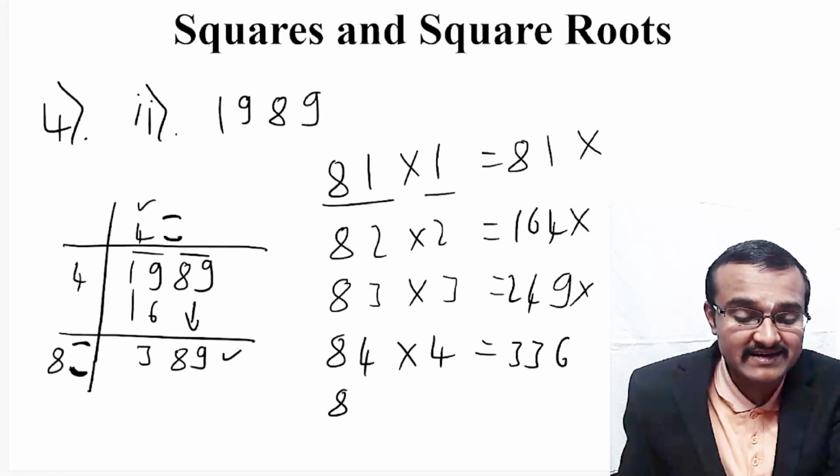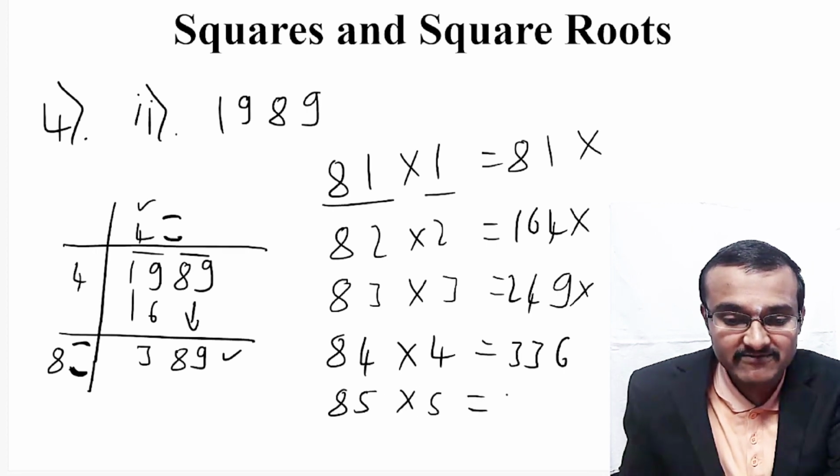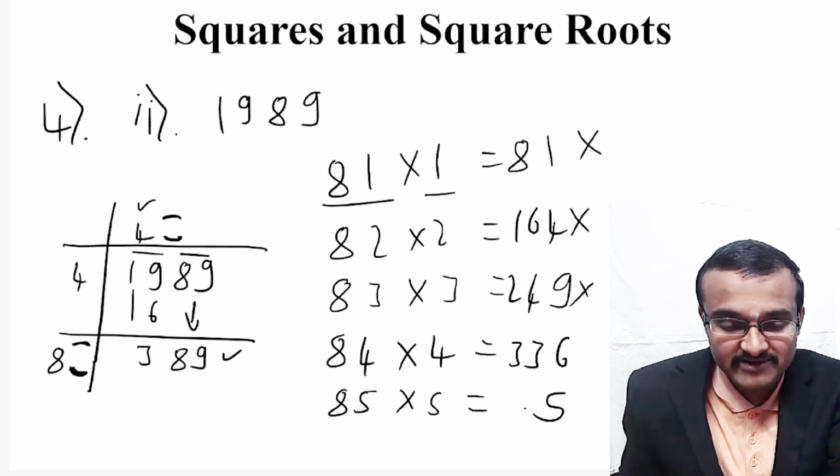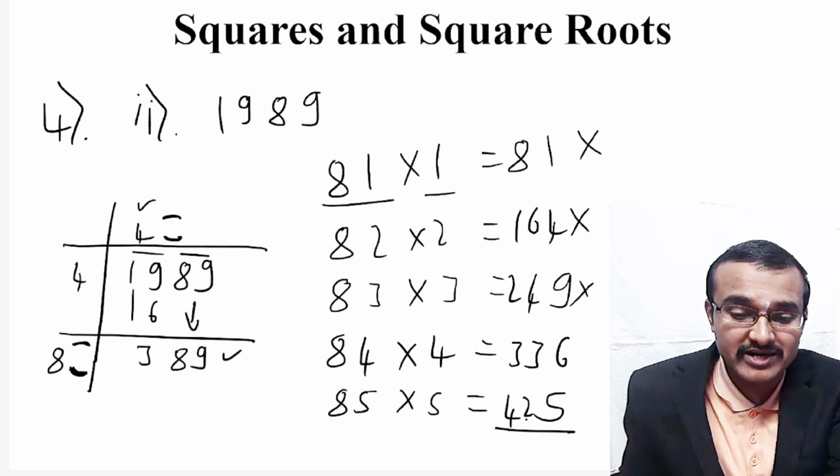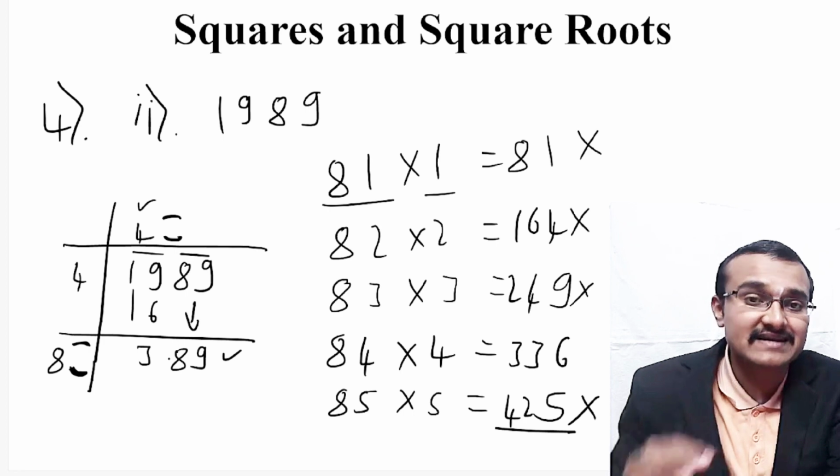So let us take 5 and check whether it is actually less than 389 or more than 389. 85 into 5 will be: 5 5s are 25, 2 carry, 8 5s are 40. 40 plus 2 will be 42. So you are getting 425, which you cannot take because 425 is actually greater than 389.